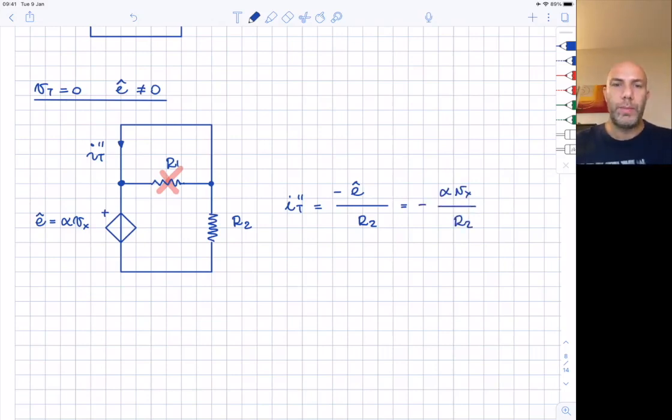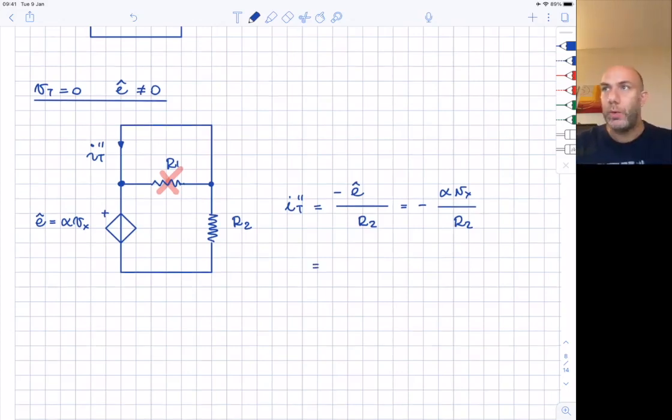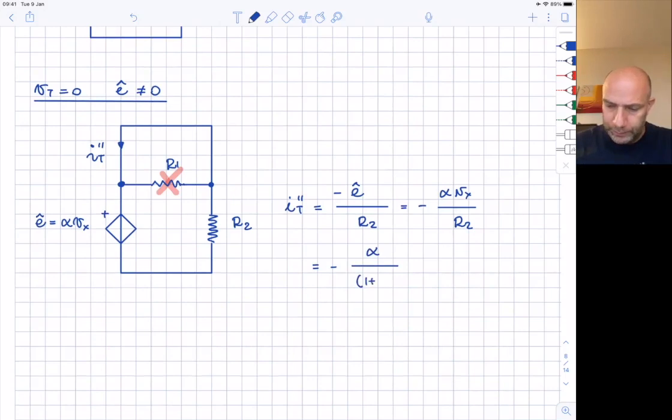If we remember the value of Vx that we have calculated in the previous step, we can easily write that the current IT double prime is minus alpha over 1 plus alpha R2 Vt. So also the value of the second contribution of the current IT is known, and in this specific case is no more dependent on the controlling variable, but we have expressed its value with the parameters of the circuit.